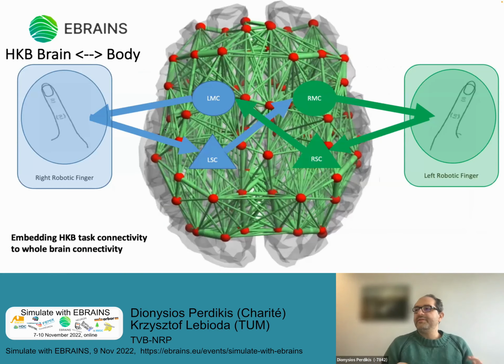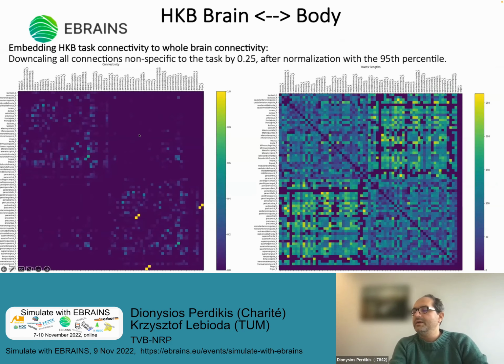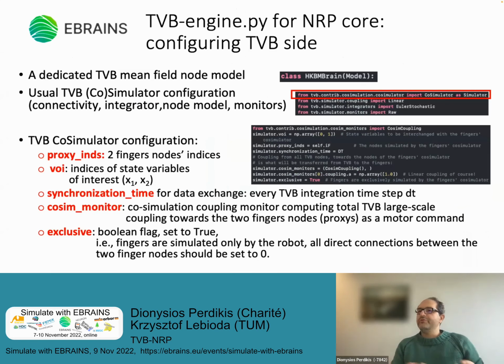And we embed this network now in a full normative brain connectivity. We do that by somehow suppressing the rest of the connections. So we first normalize them, and then we apply some factor to reduce their importance compared to the task connections that you see here that are being stronger.